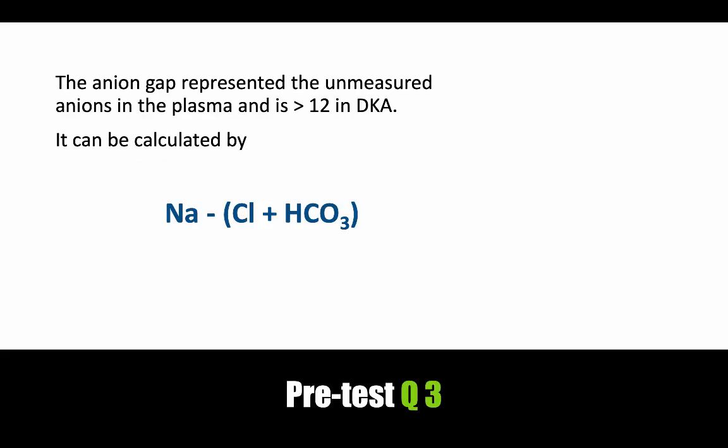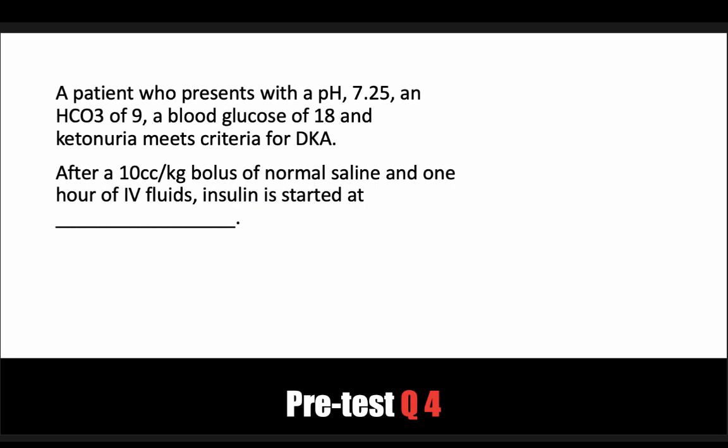The third question was on the anion gap, which is the sodium minus the chloride minus the bicarb. And in DKA, we would expect that to be greater than 12. And the insulin infusion rate is usually started at 0.05 to 0.1 units per kilo per hour.